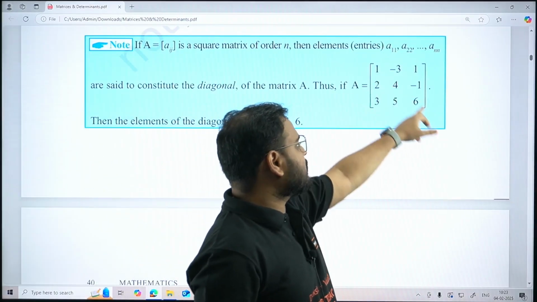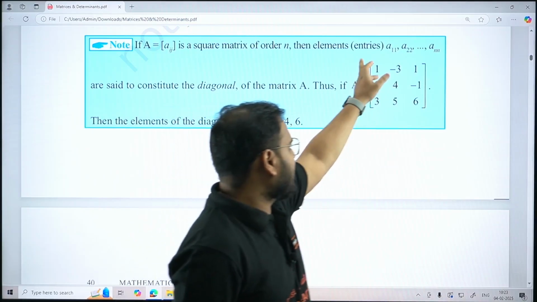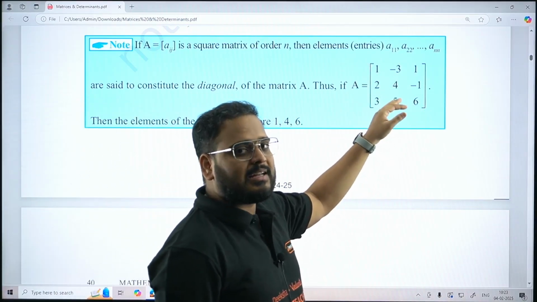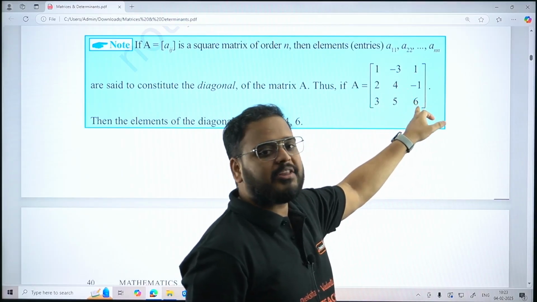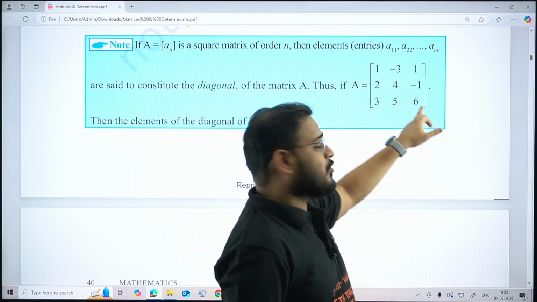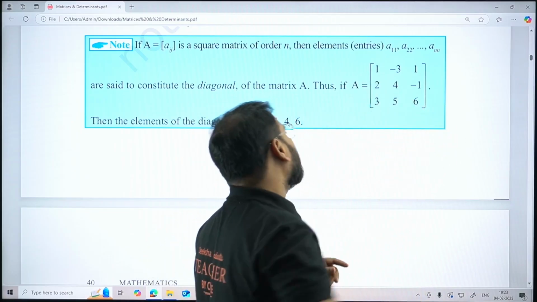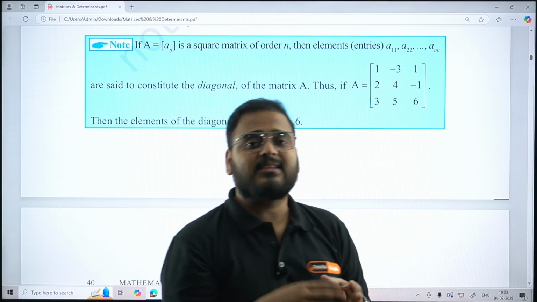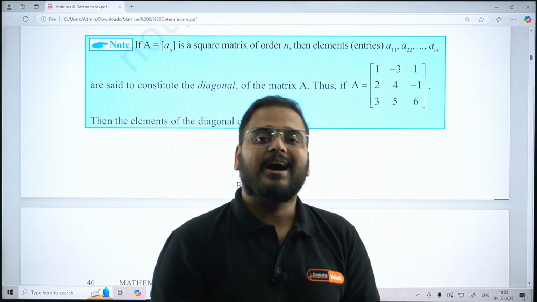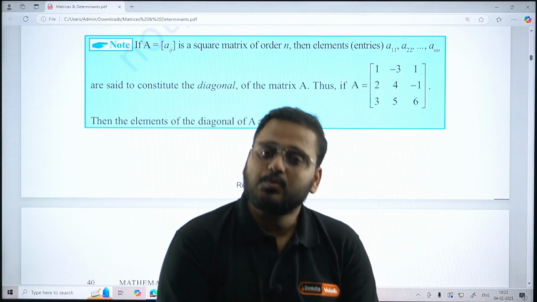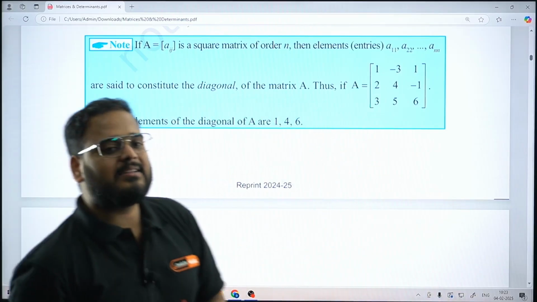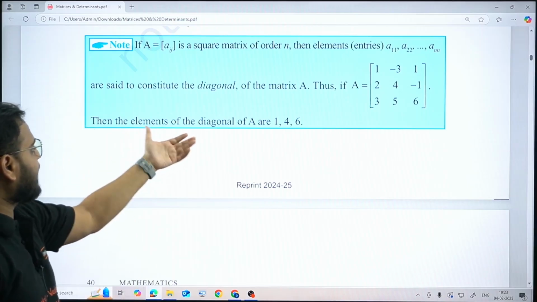In the square matrix, 1, 4, 6 are called diagonal elements. Will 1, 4, 3 also be the same? No. Diagonal is only A11, A22, A33. We don't write 1, 4, 3 as diagonal; we write only 1, 4, 6. Diagonal is where the ith and jth value are the same. So i is 1, j is 1, so A11; i is 2, j is 2, so A22; i is 3, j is 3, so A33. So 1, 4, 6 will be your diagonal elements, the elements of the diagonal.